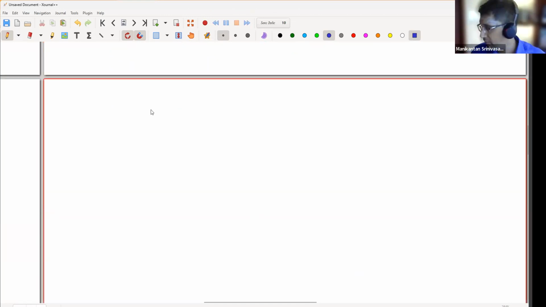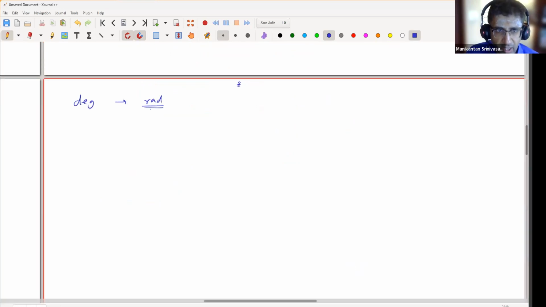So the first thing I wanted to cover was degrees versus radians, right? The conversion between degrees and radians. By default, angle should be measured in radians. So going forward for higher grades, unless it specifically says degrees, assume the angle is given in radians.